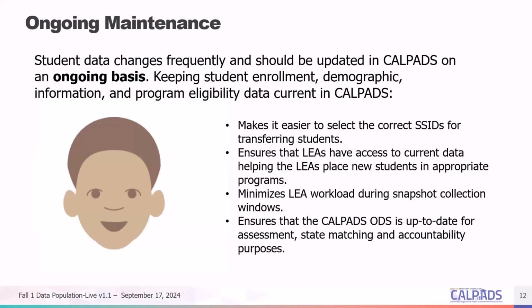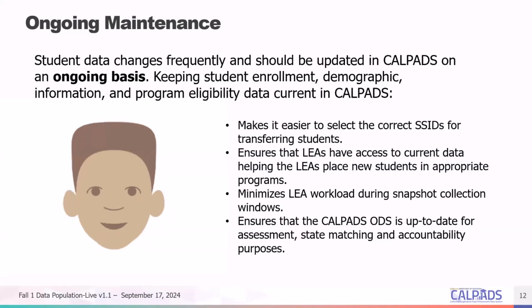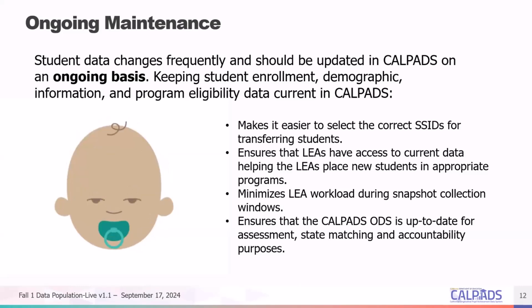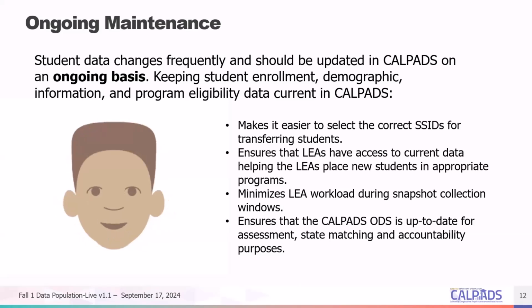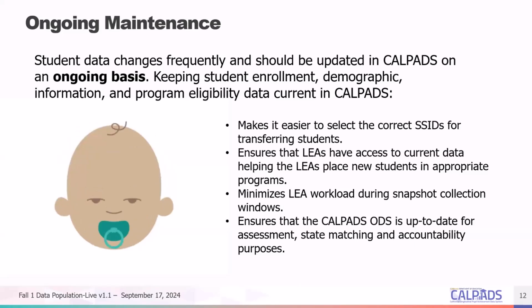Student data changes frequently and should be updated in CALPADS on an ongoing basis. Keeping student enrollment, demographic, and program eligibility data current in CALPADS has the following benefits for your LEA. Keeping your data current makes it easier to select the correct SSIDs for transferring students. It ensures that LEAs have access to current data, helping them place new students in appropriate programs. It minimizes the LEA workload during snapshot collection windows. And it ensures that the CALPADS ODS is up to date for assessment, state matching, and accountability purposes. Ongoing maintenance has the added benefit of ease of use in decision making and allows the most accurate real-time data to be used in decision making.